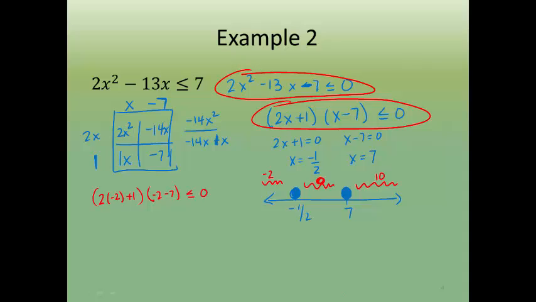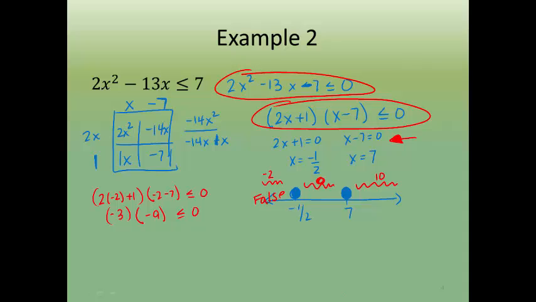It could be less than or equal to. It doesn't matter. It's not likely to be equal to 0 because I know exactly where it's equal to 0, so it's not going to happen. But, all right, I'm going to go ahead and test it, and that gives me a negative 4 plus 1, which is a negative 3, times a negative 9. This is going to be a positive number that is not less than 0.